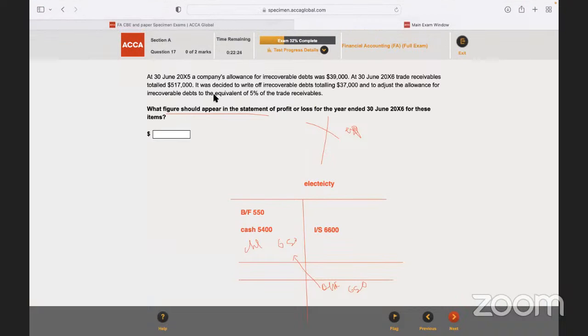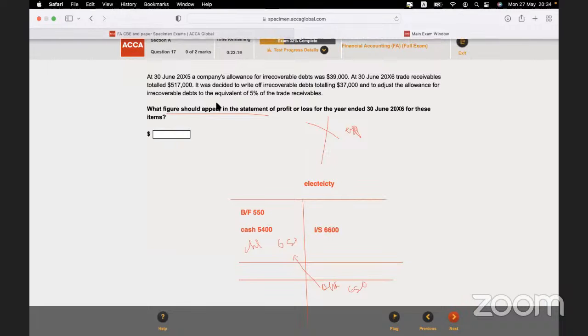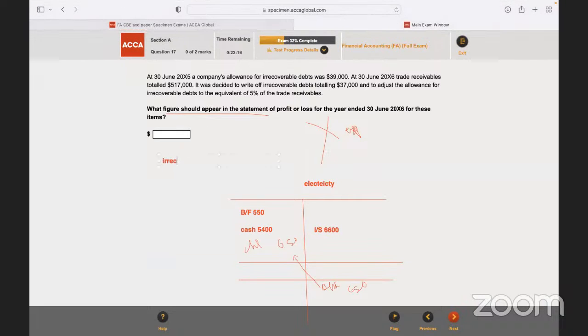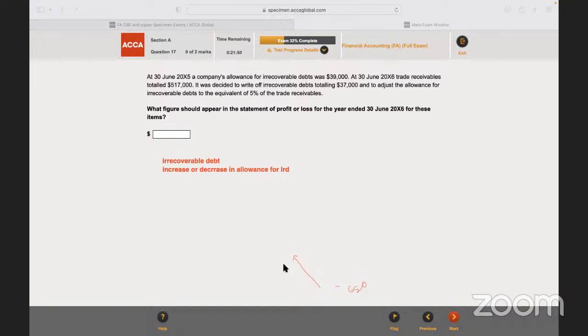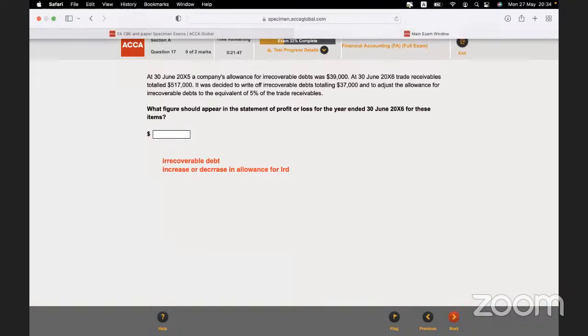Now, normally guys, in this lesson, to the profit and loss account, we take two things. One, irrecoverable debt. The other one, increase or decrease in allowance for irrecoverable debt. So from this chapter, these are the two things that we normally take inside profit and loss account. Can you guys give an attempt for this question? Then I will explain the whole thing quickly.